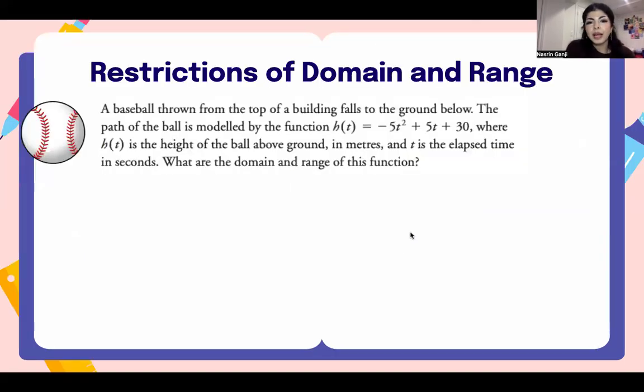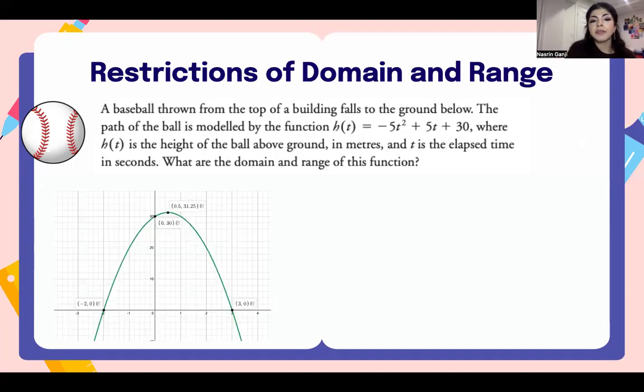Now let's look at a real life application where we will have restrictions for our domain and range. So here, a baseball thrown from the top of a building falls to the ground below. The path of the ball is modeled by the function height of t equals negative 5t squared plus 5t plus 30, where height of t is the height of the ball above ground in meters, and t is the elapsed time in seconds. What are the domain and range of this function?